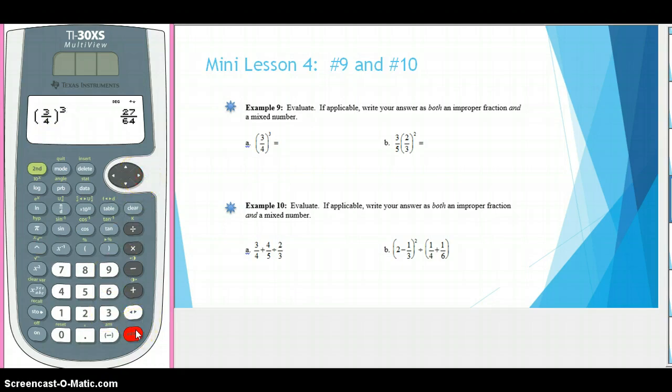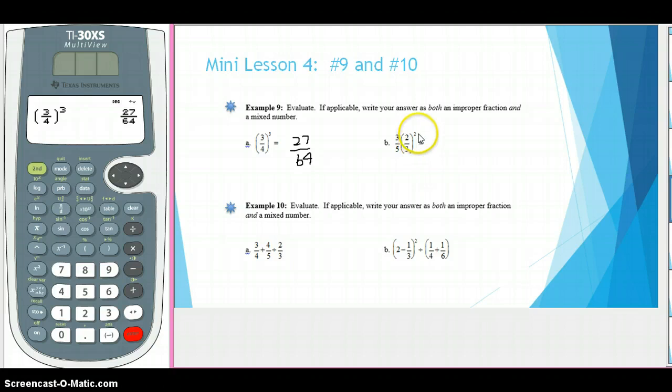And now we can hit enter. And this is our result, 27/64. It will be simplified already for us. And since the numerator is less than the denominator, we don't need to write it as a mixed number.